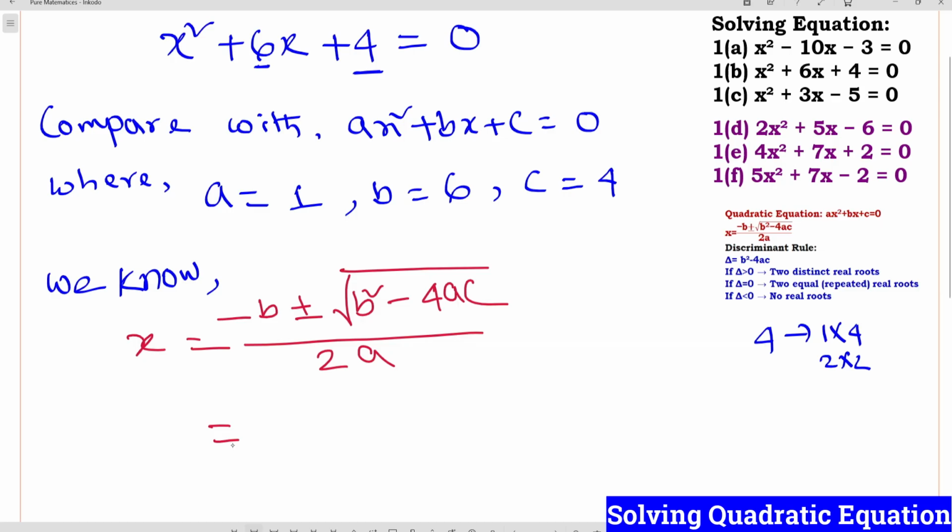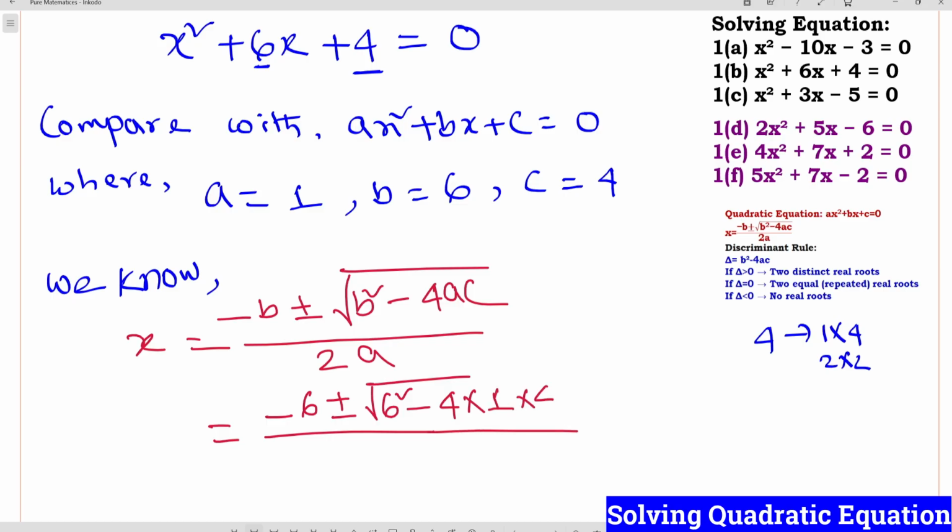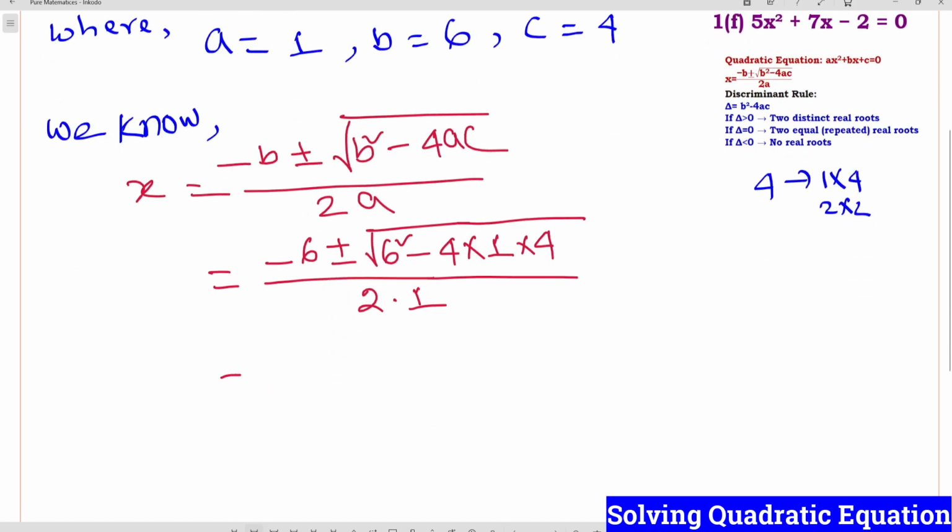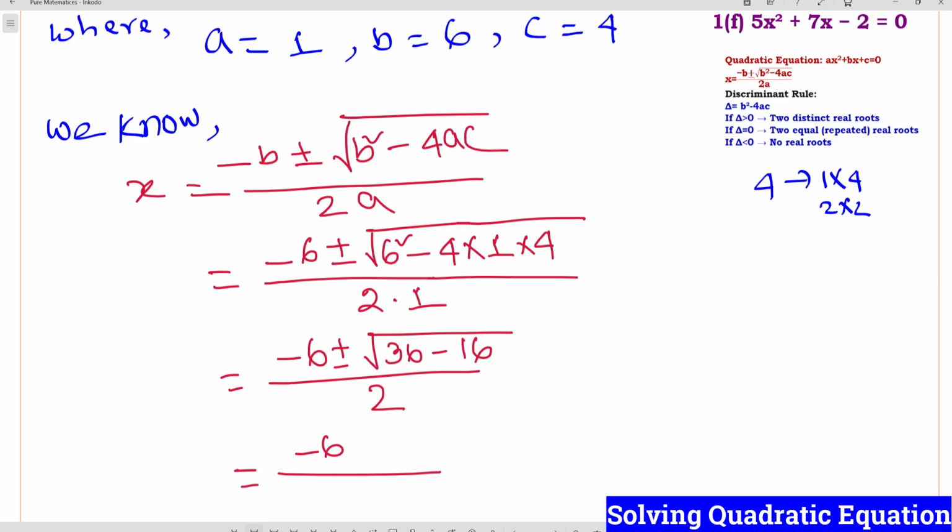So we just implement it here. Minus b is minus 6, plus minus root over b square, 6 square, minus 4 times a, which is 1, and c is 4, and 2a is 2 times 1. So minus 6 plus minus root over 6 square, which is 36, minus 4 times 1 times 4, which is 16, divided by 2. So 36 minus 16 is 20.